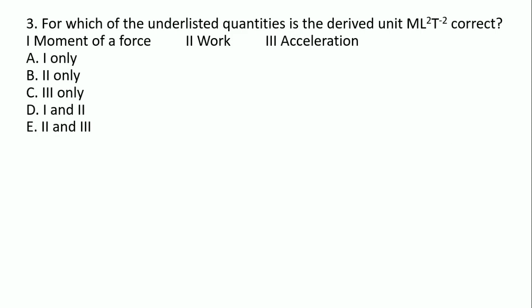Anyway, UME 1984 question number 3. For which of the underlisted quantities is the derived unit ML squared T to the negative 2 correct? Moment of a force, work, acceleration. Now, what you see here is the dimension of a particular quantity. In dimensional analysis, we look at how a particular physical quantity is related to the fundamental physical quantities. Most of the time, the three main fundamental physical quantities are mass, length, and time.